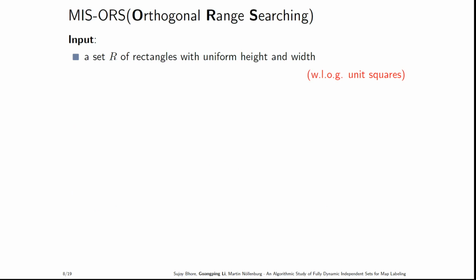This algorithm MIS-ORS maintains a maximal independent set dynamically for a set of unit height and unit width rectangles, which is equal to a set of unit squares by an affine transformation. So for the ease of explanation, I will use squares in the following illustrations. We compute the initial solution M by using a linear greedy algorithm.